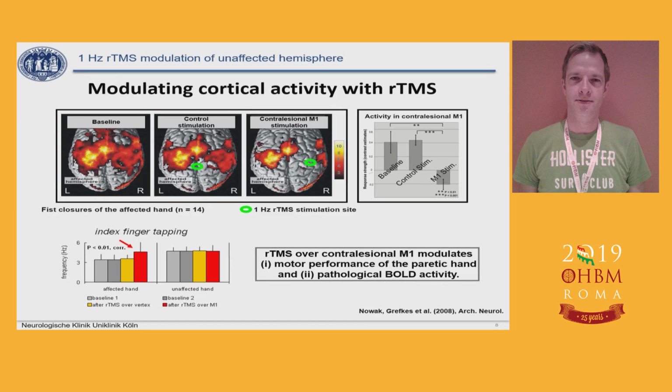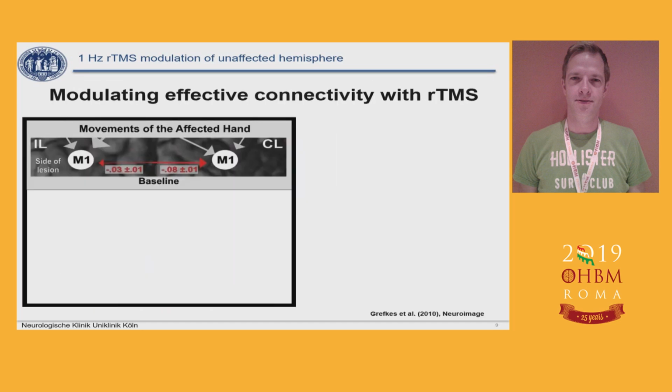In the follow-up study, we then looked at how these changes impact effective connectivity between the motor cortices. So we again used dynamic causal modeling, and this is just focused here on the primary motor cortex, to see how this intervention affects interhemispheric connectivity when patients move, again, the affected hand.